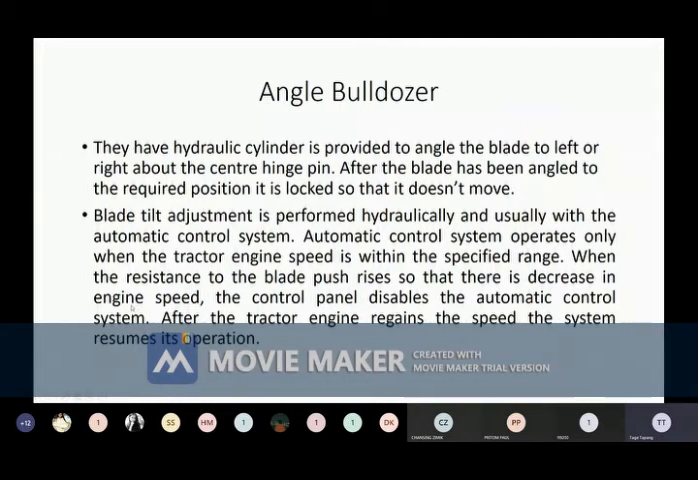Now, when the resistance to the blade push rises, there is a decrease in engine speed.